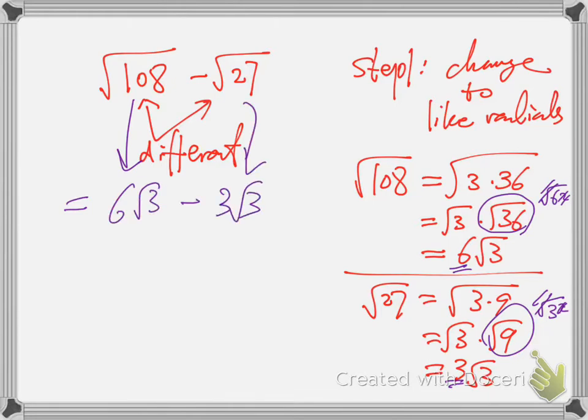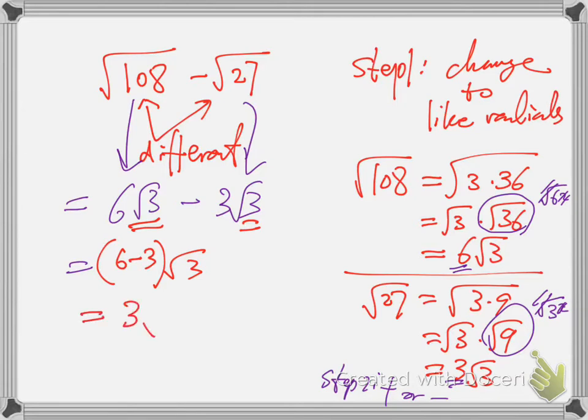Now they're like radicals. So step 2, add or subtract. We keep the common radical part, radical 3. Subtraction is for 6 and 3, so 6 minus 3, and we get 3 radical 3.